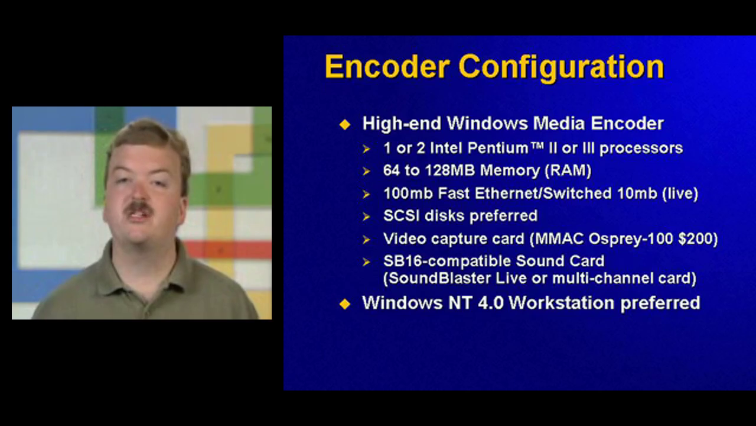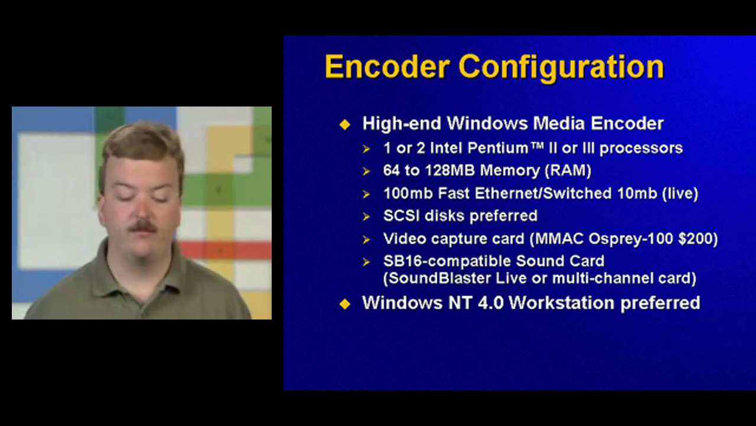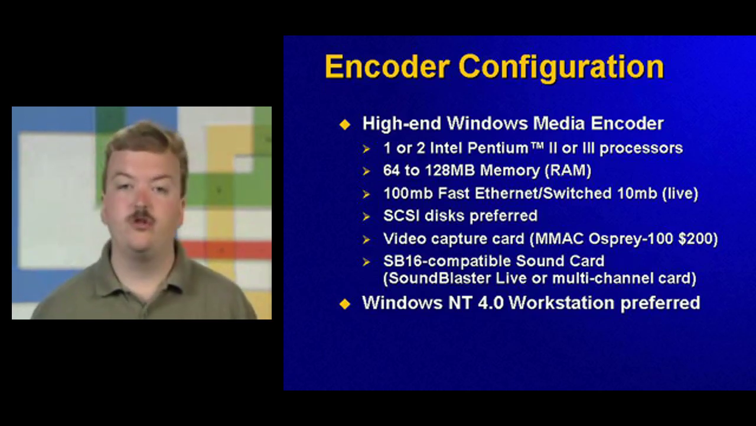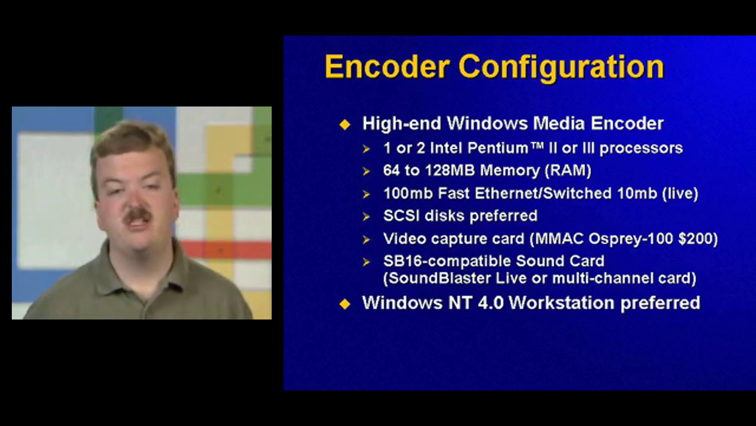But just some quick specs as far as what we recommend on the encoder. Typically look at using 1 or 2 Pentium 2 or Pentium 3 processors. If you're doing a lot of offline encoding, the dual processor will double the speed of your encoding, so it'll really help. 64 to about 128 megabytes of memory is more than sufficient.